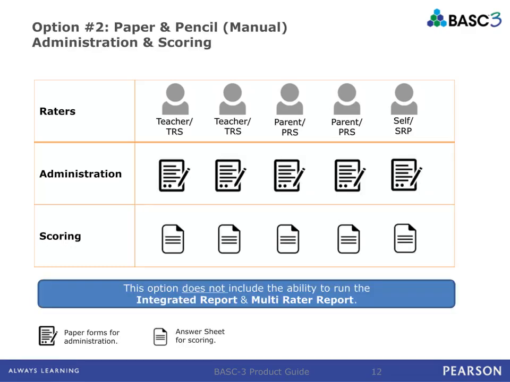The second example demonstrates a paper and pencil or manual administration and scoring. You may have multiple raters, all using paper forms for administration, and then the clinician will use answer sheets for scoring. You need separate forms to administer the test and separate answer sheets for scoring. This type of option does not include the ability to run the integrated report and multi-rater report, as those are part of a digital reporting option, which is not available with paper and pencil scoring.